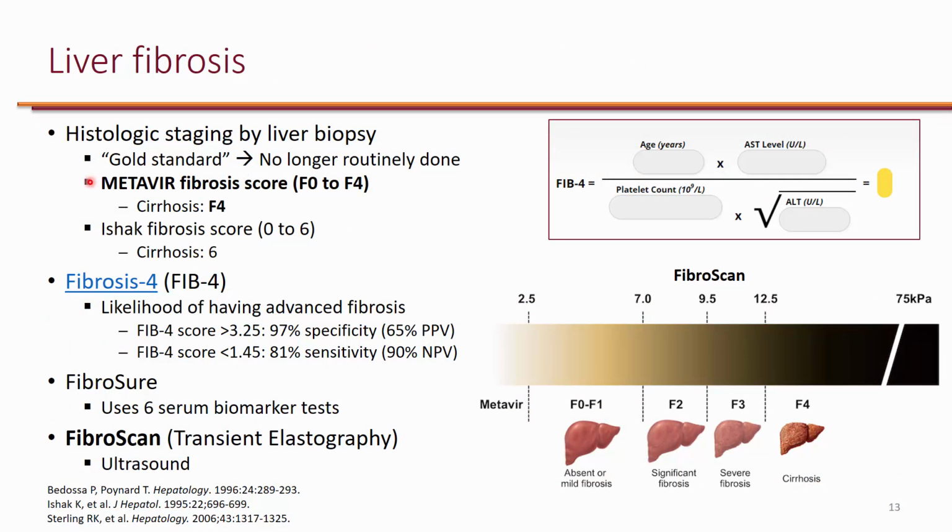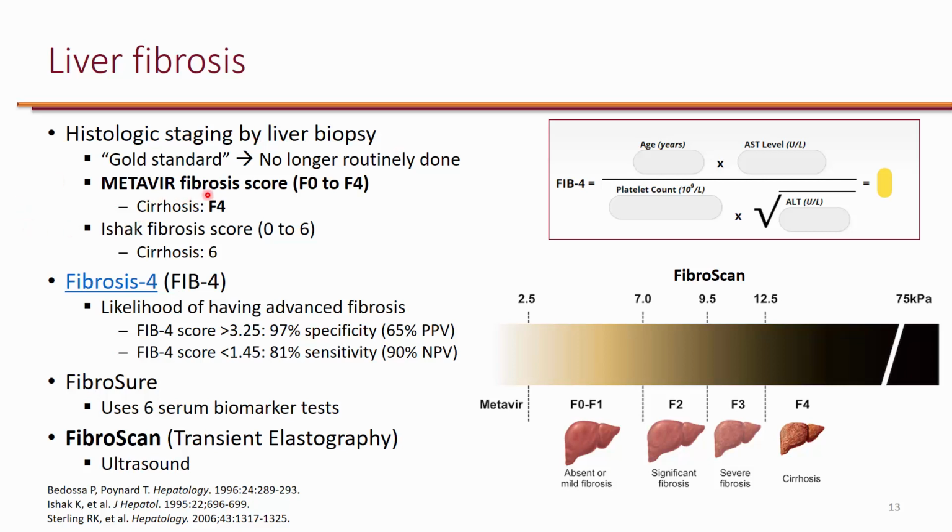Now, when it comes to the measurement and assessment of liver fibrosis, historically, the liver biopsy was considered the gold standard for diagnosing cirrhosis. However, it is no longer routinely done. When liver biopsy is actually done, they will take the tissue sample and they will do histology on it, and they will score it.